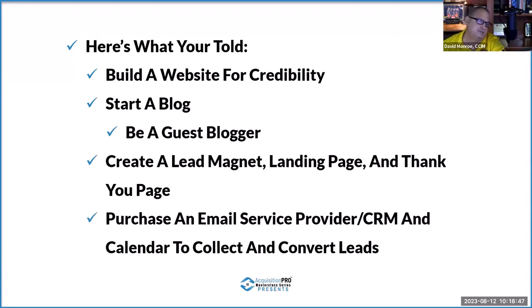Purchase an email service provider, CRM and calendar to collect and convert leads. And that's all they tell you. That's fine and dandy. You need every bit of it. The problem is, where do you get it? How does it all fit together? And how do we convert leads? Do we do it manually? Do we do it automatically? Nobody ever provides that kind of level of information. Or they say you can use ActiveCampaign and you can create automated email sequences, go YouTube it to figure it out or something like that. I'm not sure. There are some internet marketers out there that teach this kind of stuff, but you don't get it from the real estate community itself.